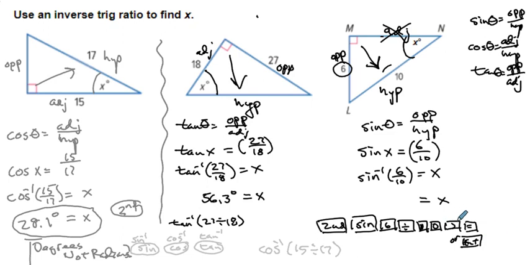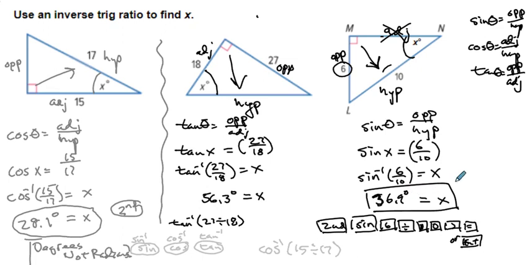So I go second, sine, and that brings up the inverse. 6 divided by 10. Close that off, hit enter, and then I get 36.869, so we're going to round that to 36.9. Okay, so 36.9. And that's how these work.